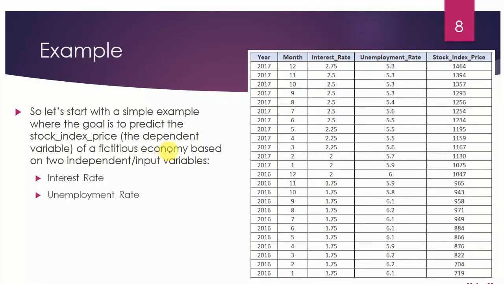Here we will take an example to describe multiple linear regression. This example is to predict the stock index price in a stock market, which is dependent on two variables: interest rate and unemployment rate. Here is the interest rate, here is the unemployment rate. So we have taken two predictor variables to predict one variable, which is the stock index price.